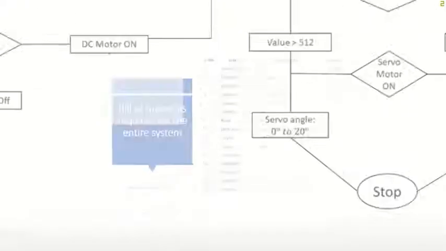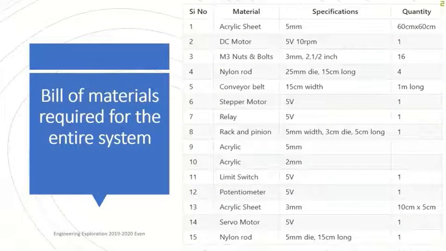The bill of material required for the entire system. While preparing the model, we need different types of materials like acrylic sheet, DC motor, nuts and bolts, nylon rod, conveyor belt, stepper motor, relay, rack and pinion, limit switch, potentiometer, servo motor.